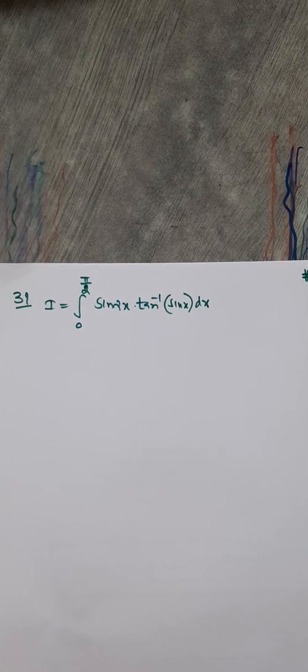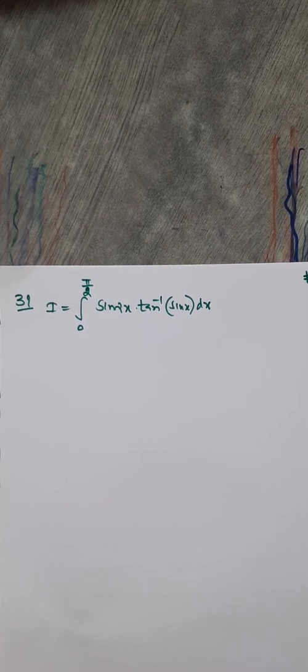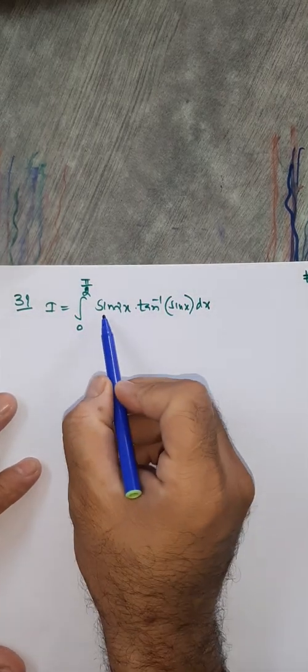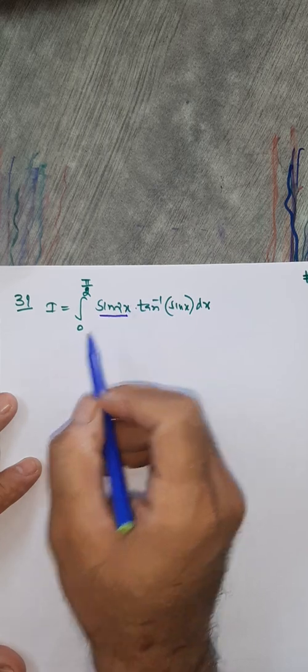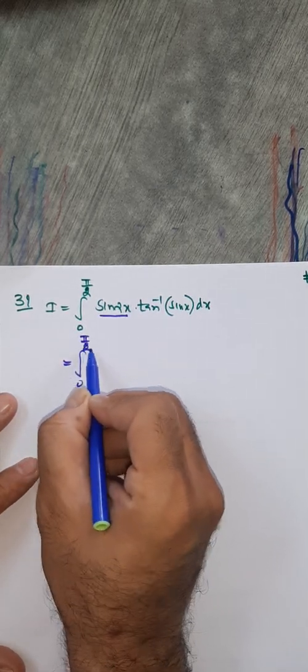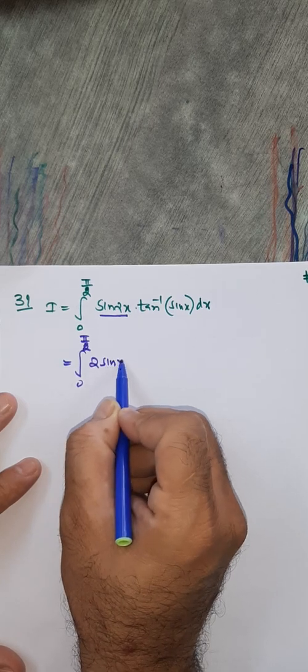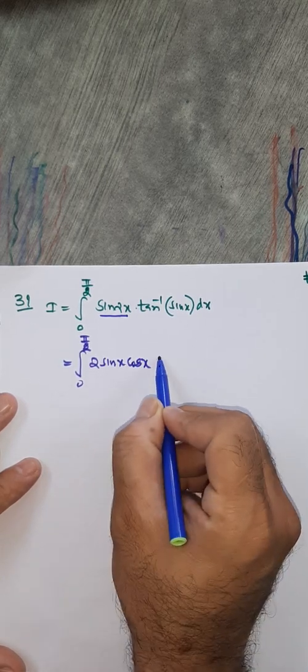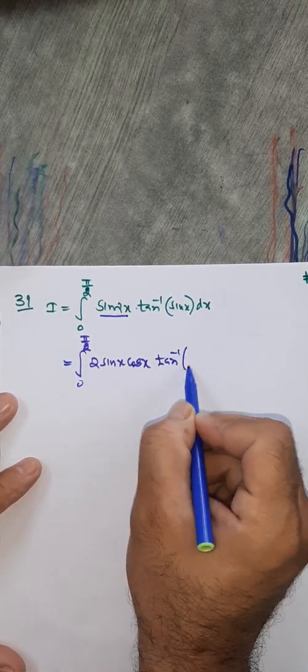Question number 31. Integral 0 to pi by 2 of sine 2x into tan inverse of sine x. So first we reduce into the same angles. I'll use the formula for sine 2x. Integral 0 to pi by 2, this is 2 sine x cos x into tan inverse of sine x.